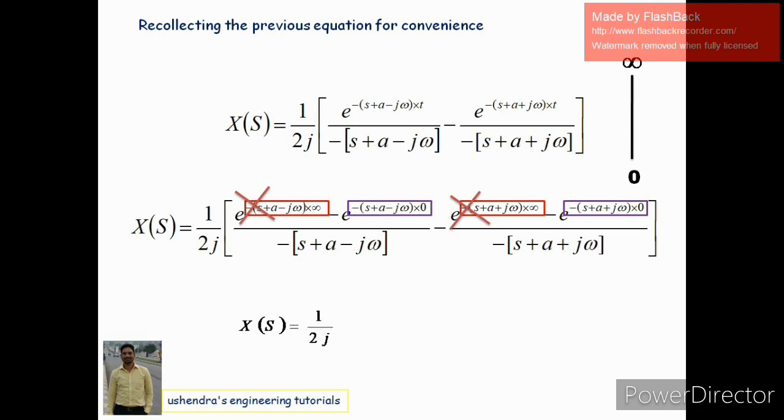Going ahead, X(s) is equal to 1 upon 2j, which isn't cancelled yet, and it has nothing to do with the denominator, so it appears as it is. In the denominator, look carefully: we have this negative, and e raised to 0 will be 1, so it is minus 1. Nothing to do with the denominator of the second term also, so both the denominators appear as they are.